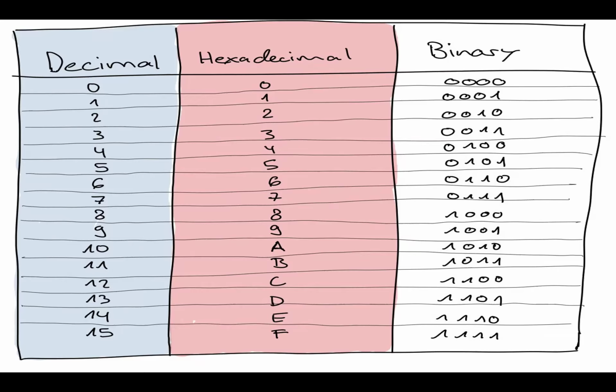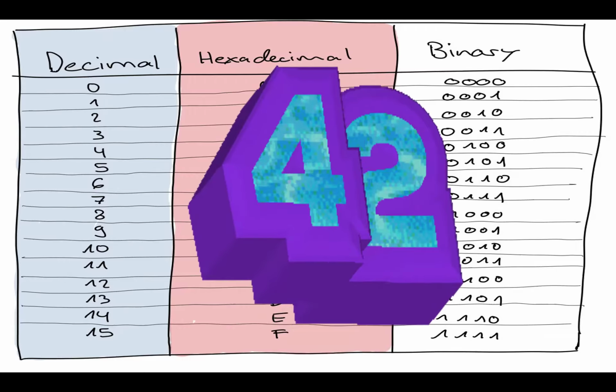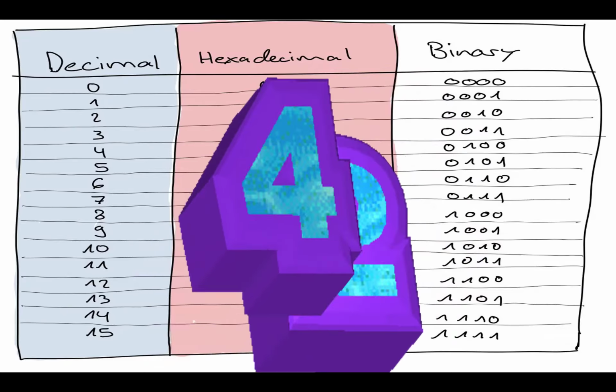Now I want to ask you another question. If I say 2A in hexadecimal, can you decode its decimal form? Pause and answer. Okay, the answer is 42. Congratulations to the one who answered correctly.